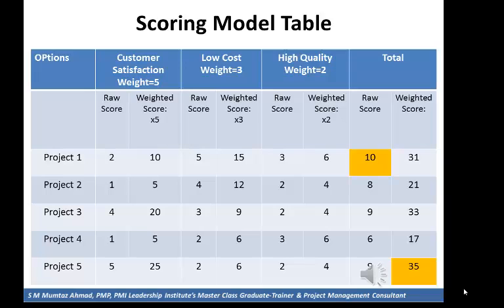Here are the answers. The correct answers have been highlighted in yellow. As you see, project 1 has the highest raw score, while project 5 has the highest weighted score.